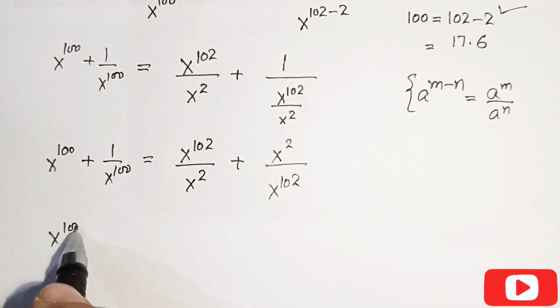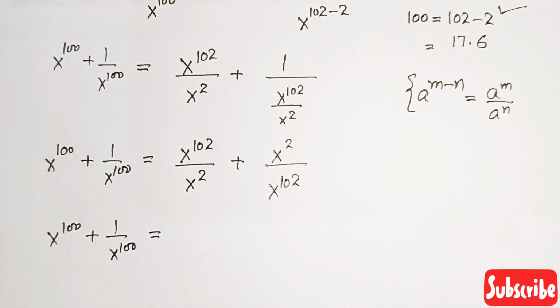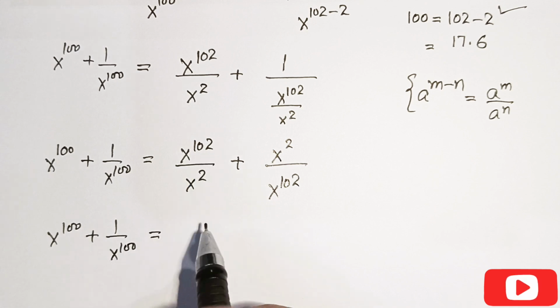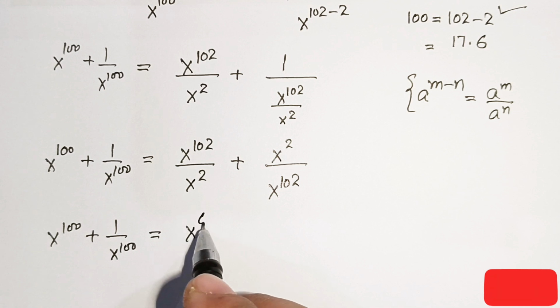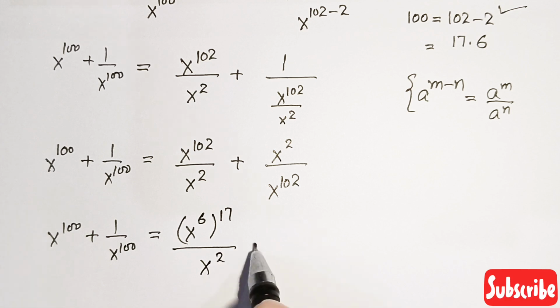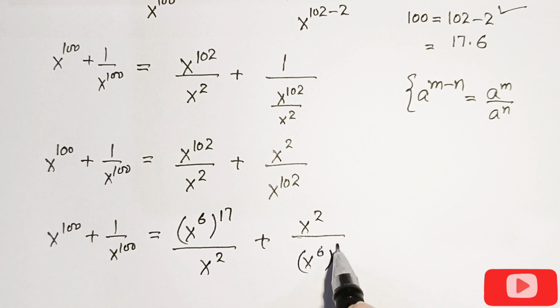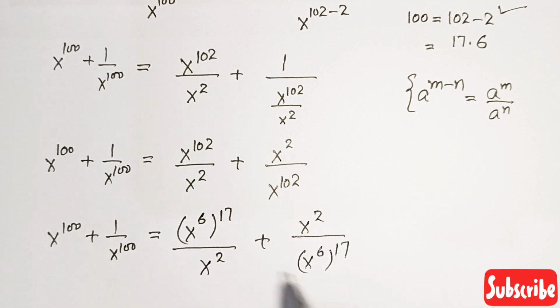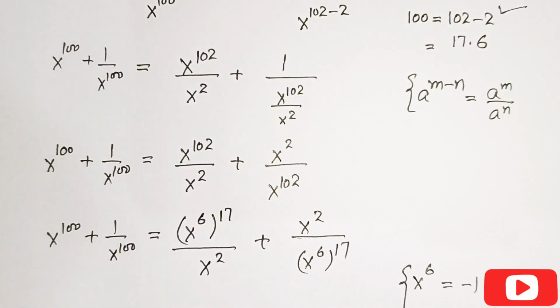Now x to the power 100 plus 1 over x to the power 100 is equal to, this 102 can also be written as 17 times 6. So we write x to the power 6 whole to the power 17 all over x squared. Similarly, plus x squared over x to the power 6 whole to the power 17. But we know that this x to the power 6 from equation 1 is equal to minus 1, as we see that from equation 1 x to the power 6 is equal to minus 1.